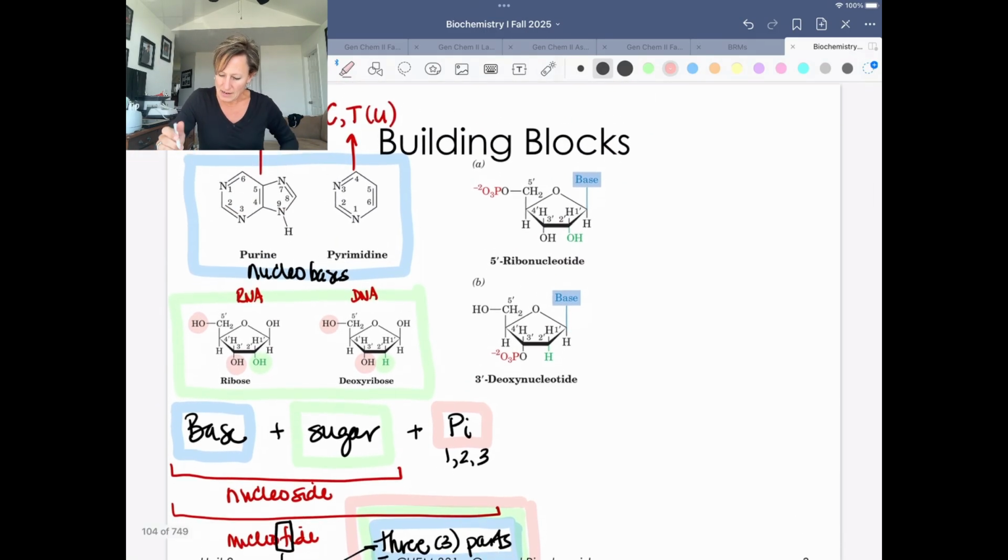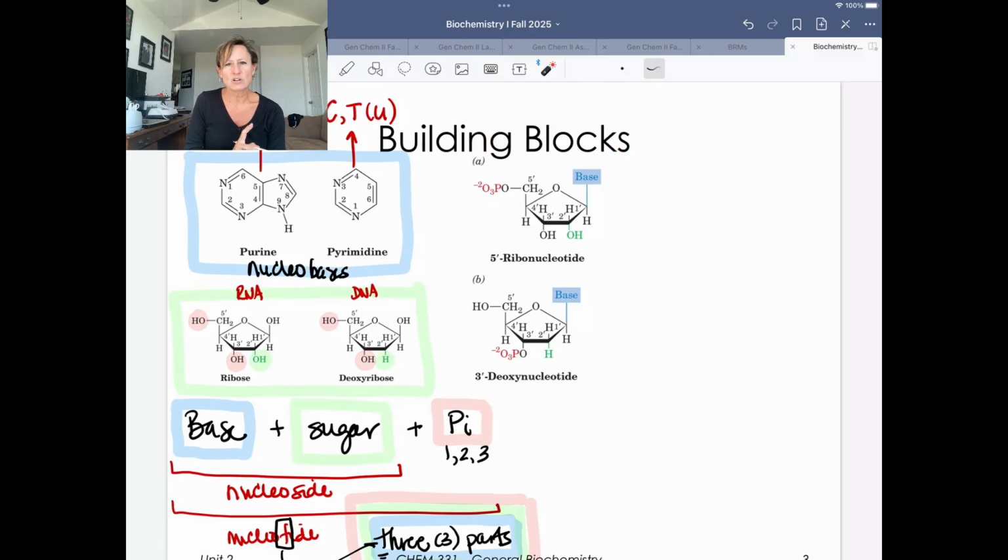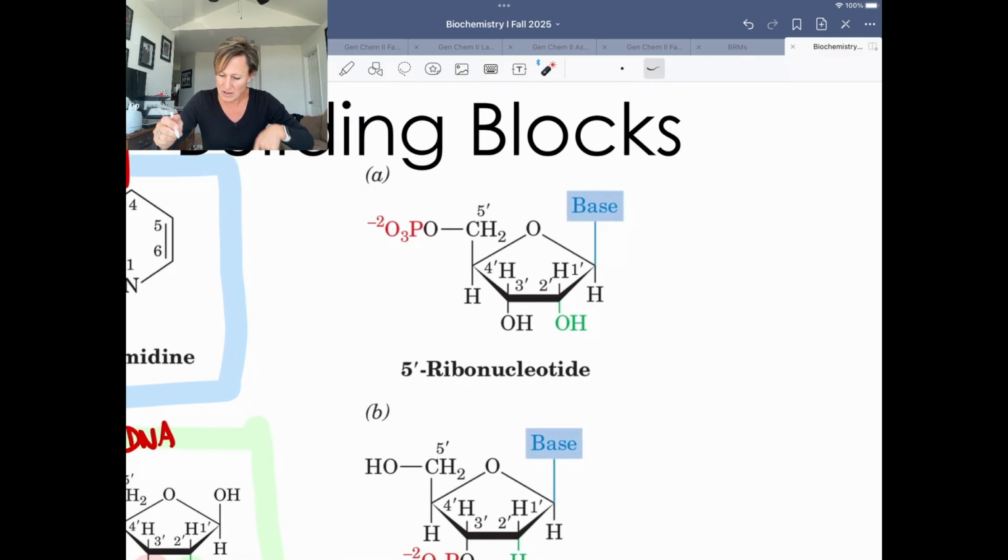So in this box that we have up here, or in this section here, we're going to see the different nucleotides. We're going to see a ribonucleotide and then a deoxyribonucleotide. So I'm going to zoom in here and remind you of the different pieces that we have here. We said our base was going to be in blue.